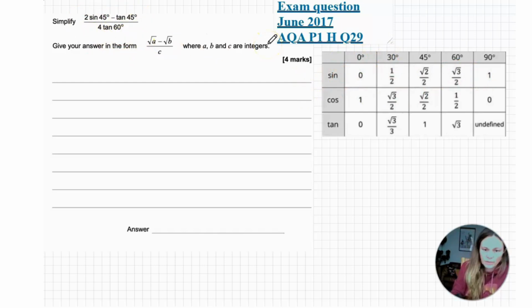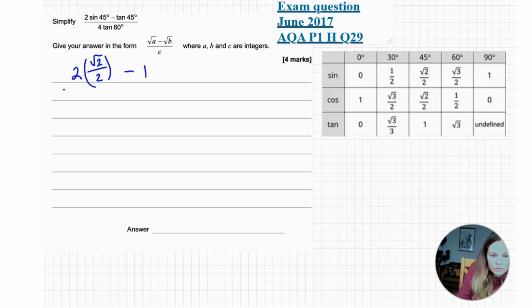I'm going to start doing it. Okay, so what it wants us to do is simplify surds basically. So we've got the question, it says simplify this. So 2 lots of whatever sine 45 is. Sine 45 is root 2 over 2. So I'm going to substitute that into there in brackets because that's how I substitute things in. That's take away from that tan 45. Tan 45 is just 1.